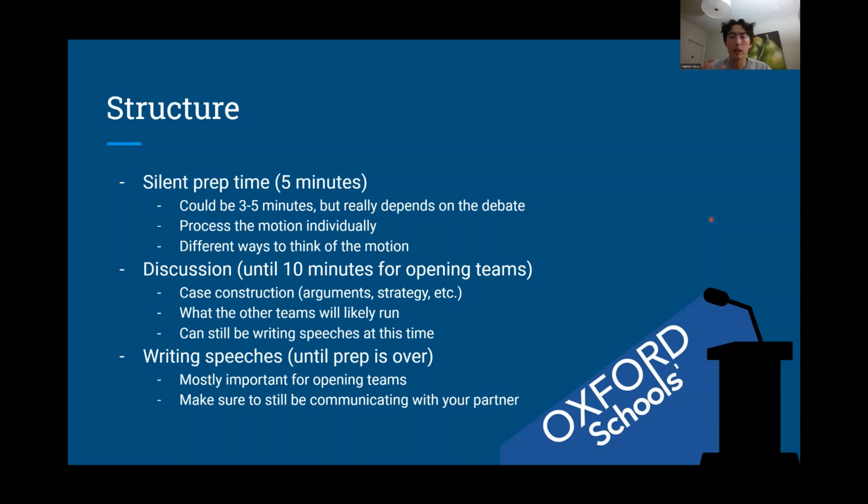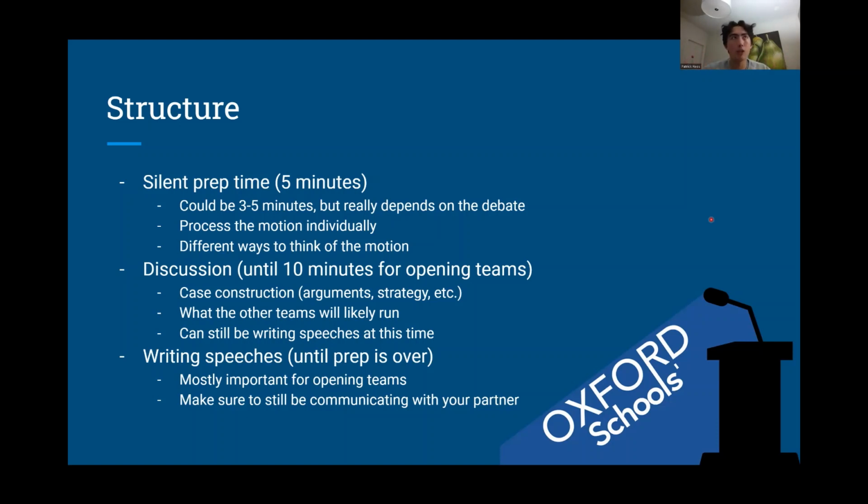So first thing that most people I think don't actually use at first is silent prep time. So that's say for like the first 5 minutes after you get the motion, you and your partner just sit in silence, start to brainstorm ideas by yourself, writing down jot notes, writing down quick points and analyzing the motion. So this could be like 3 to 5 minutes. You can start talking earlier, depending on the motion, whatever.